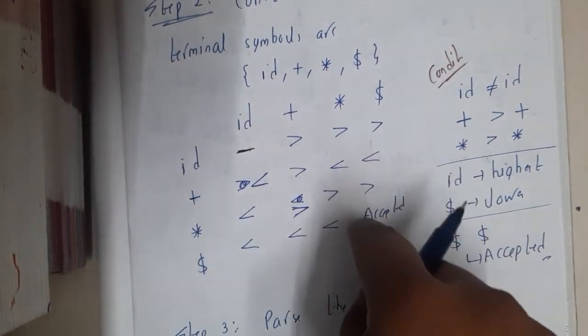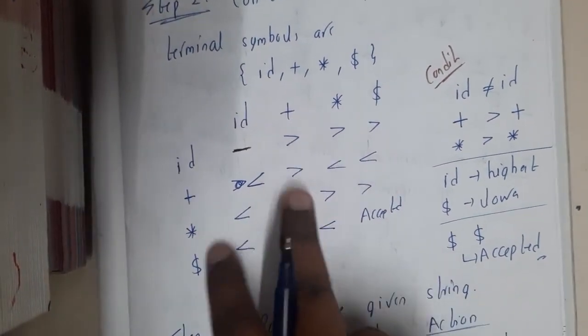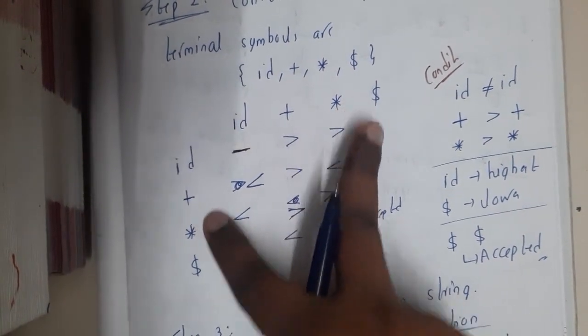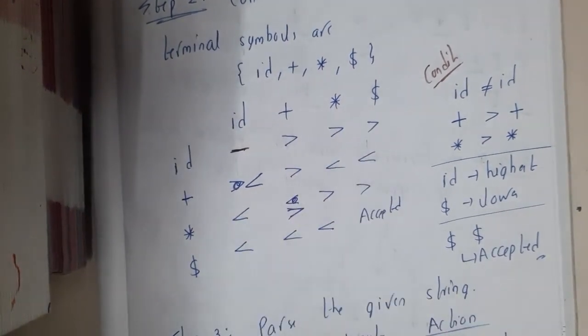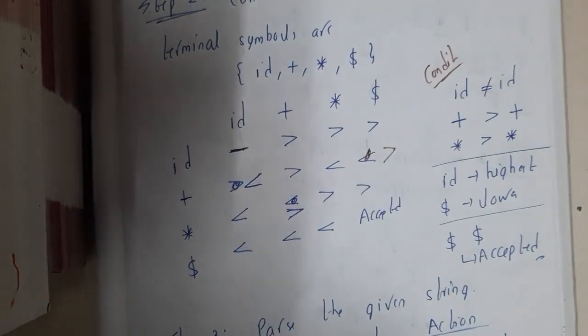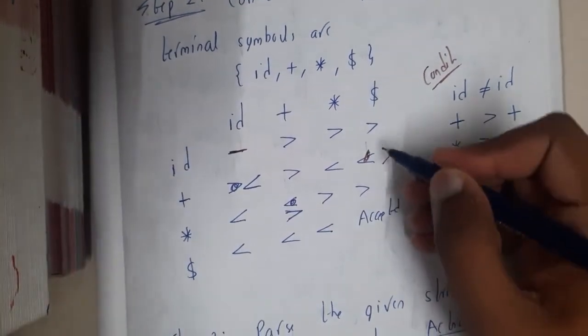So when you compare with the plus, I told you it will be greater than, and plus with into will be greater, plus with the dollar will be greater. Sorry, I think it's wrong. Dollar will be lesser, right? Just give me a second, guys. Yes, dollar will be lesser.